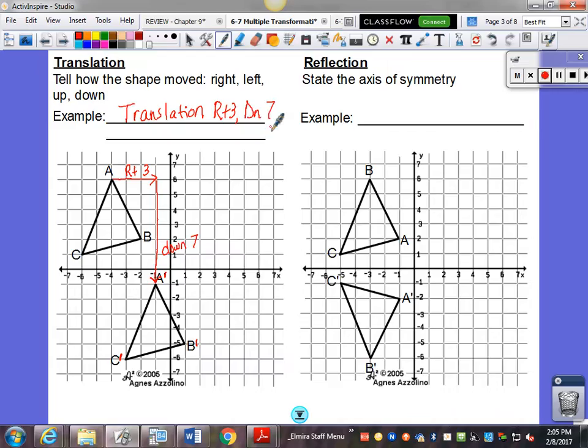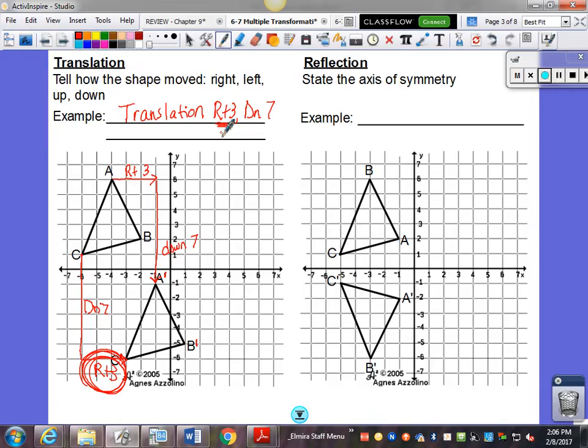Okay, important, very important, the order. Let's pretend I connected C to C prime. I would be drawing the down 7 arrow first. That's fine. Down 7 and right 3. However, I still have to write right 3 first. No matter how I draw the arrows, I still have to write it in the correct order.